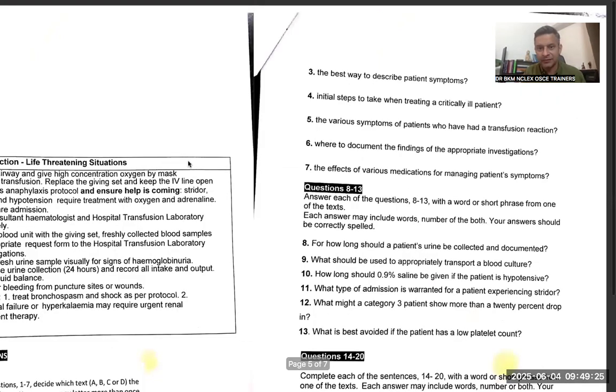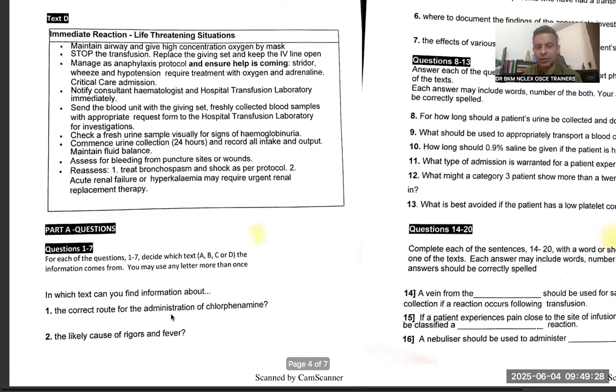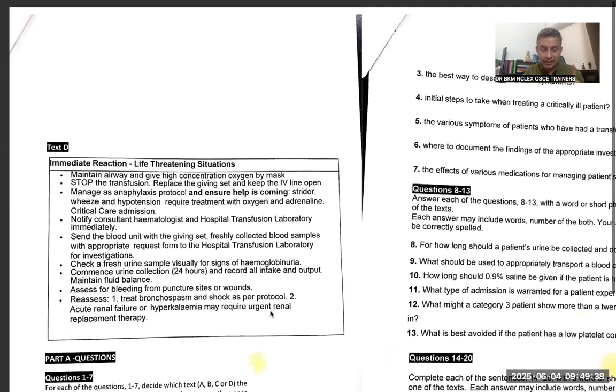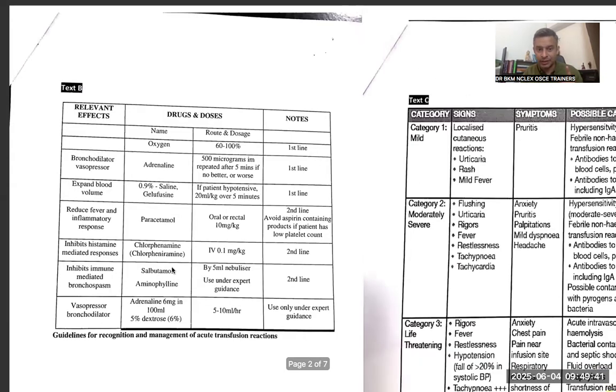Now in the exam, if I say first question, the correct route of administration of chlorpheniramine. So now I know it should be in B because drugs were given. See, it should be over here. There you go. One question done like that.